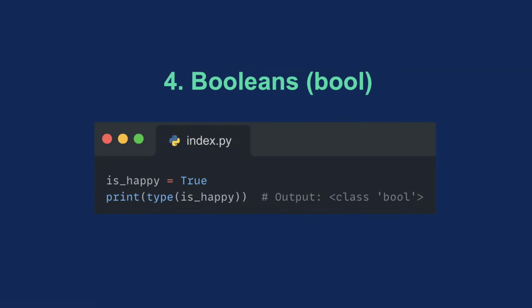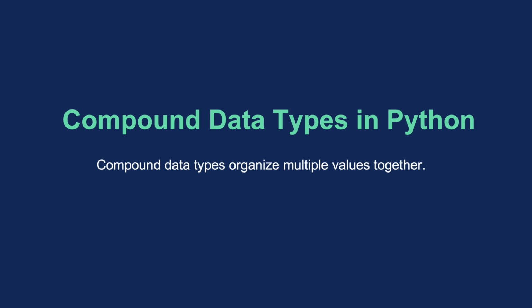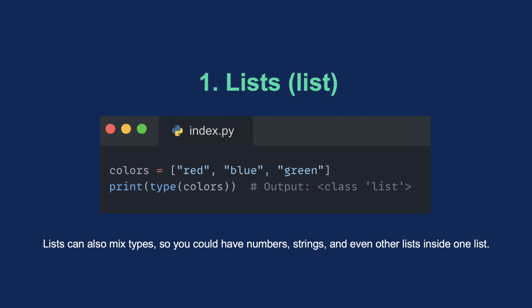Let us now go to the second category, which is compound data types. As we said, compound data types organize multiple values together. One example is the list data type. This is a list as you can see on the screen. We start by using square brackets. A list can hold multiple items, like you can see it has red, blue and green. A list can also mix types. So you could have numbers, strings and even other lists inside one list.